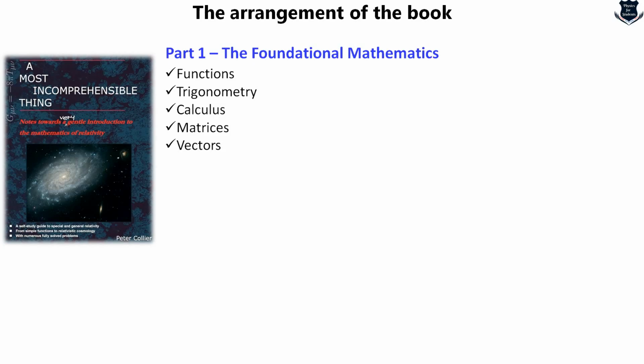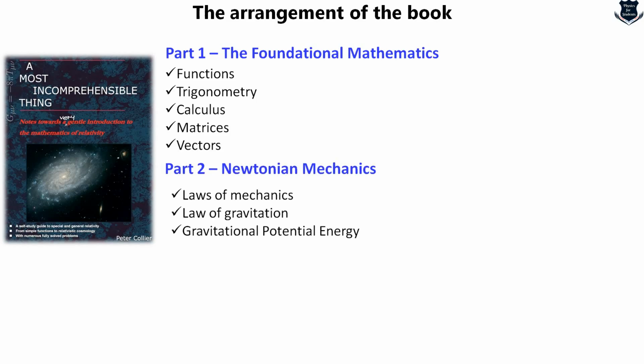So it starts first with functions, trigonometry, calculus, matrices, vectors and so on. So first the mathematics part is dealt with. Obviously the second part, Professor Collier deals with what is called Newtonian mechanics. So all the laws of mechanics, gravitation, gravitational potential energy, all of them are being covered. So you can understand how beautifully, chronologically, step by step things are building up.